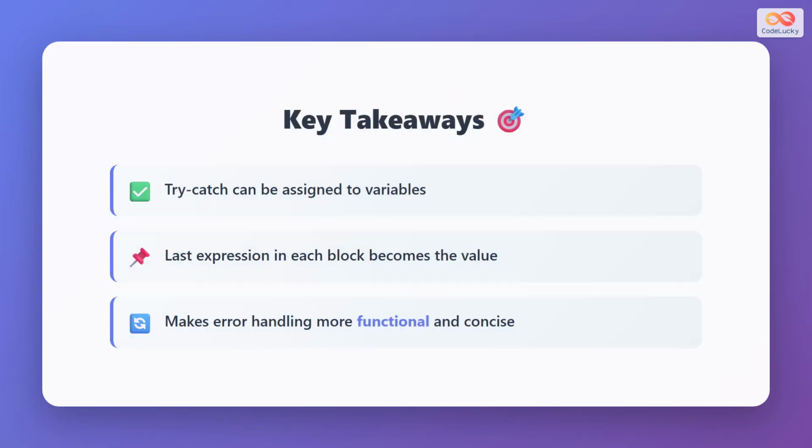Let's recap the key takeaways. Try-catch can be assigned to variables because it's an expression in Kotlin. The last expression in each block becomes the value that is returned. This feature makes error handling more functional and concise, allowing you to handle exceptions while still maintaining clean, readable code.